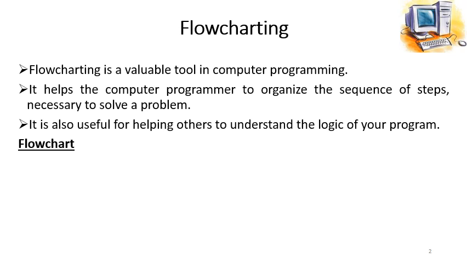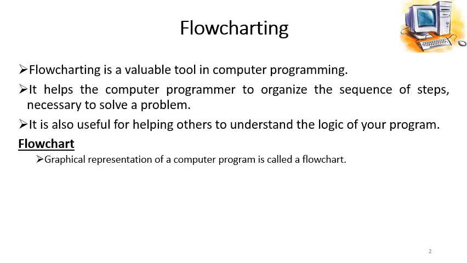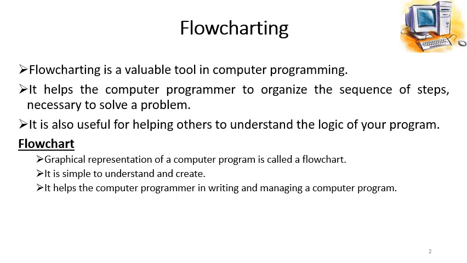So what is a flowchart? How can we define a flowchart? The graphical representation of a computer program is called a flowchart. This is the simplest definition of a flowchart. It is simple to understand and create. It helps the computer programmer in writing and managing a computer program.